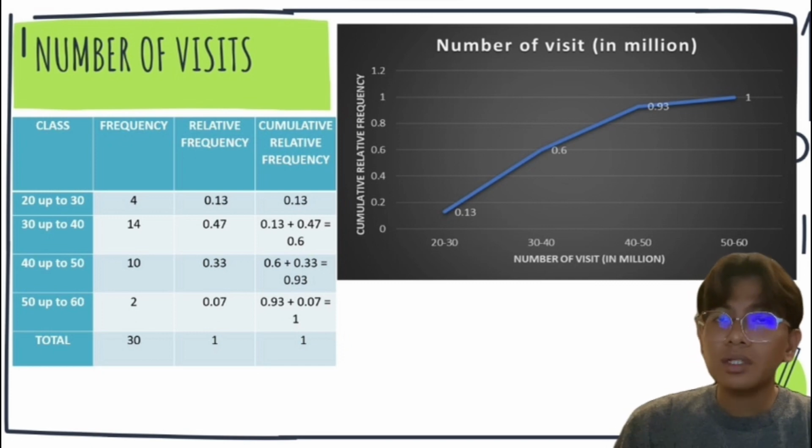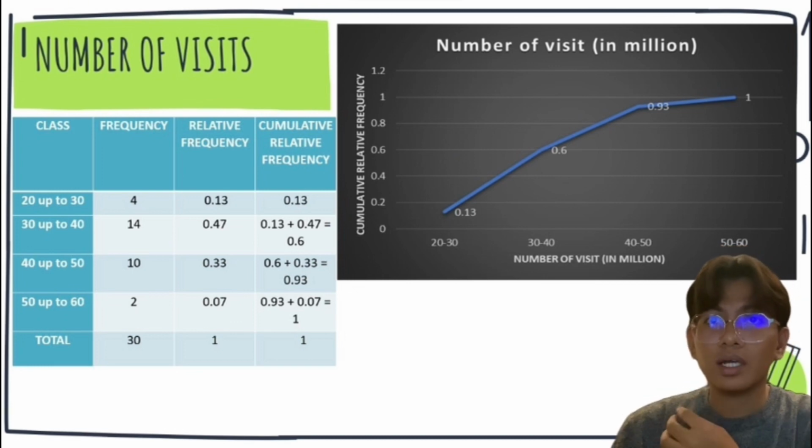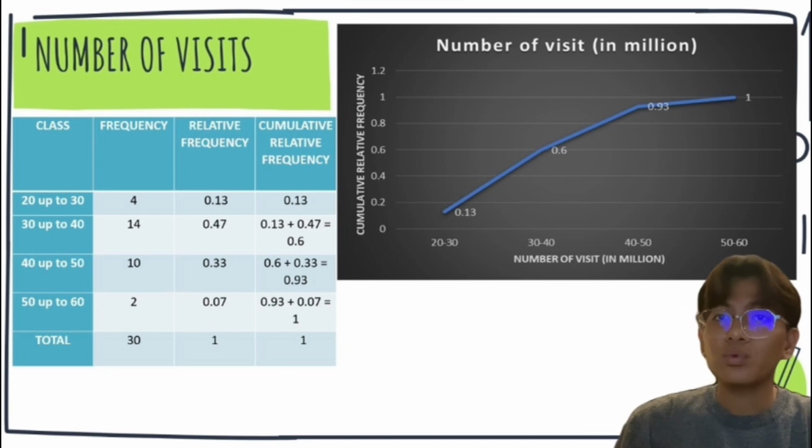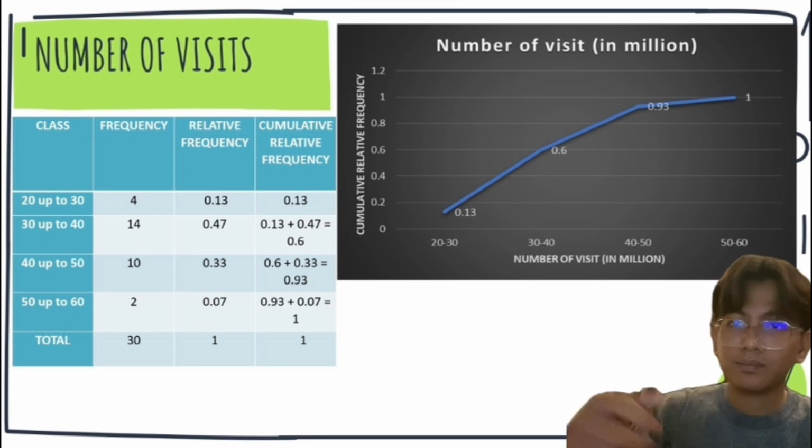So we got the cumulative relative frequency. As you can see in the table, we add from the first class up to the second class, and then the second class to the third class, and from the third class to the fourth class, until we reach the figure of 1.